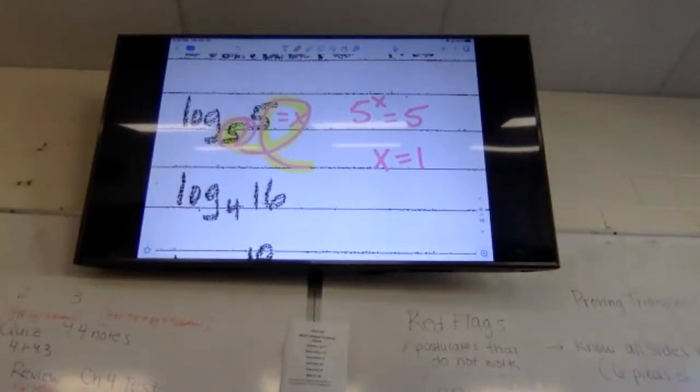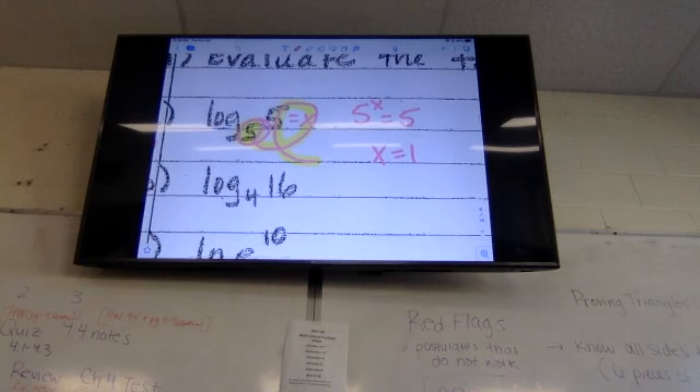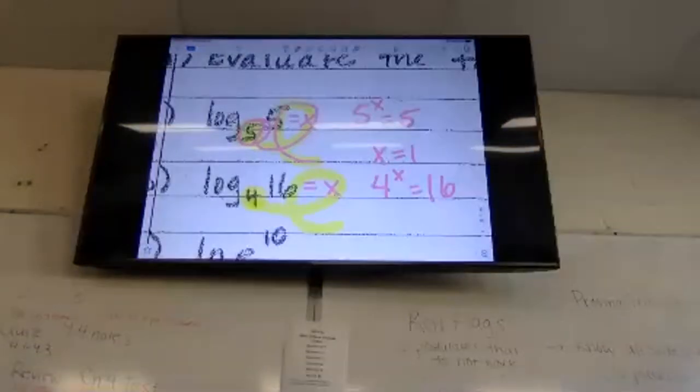There we go. 5 to the first equals 5. Let's do the same thing on the next one. This is all about repetition. Okay, I'm going to set it equal to X again, and I'm going to start at my base, and I'm going to roll around. 4 to the X equals 16. Well, 4 to what power equals 16? 2. Very good.